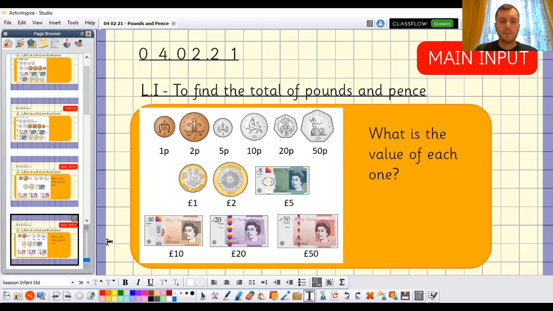Let's look at them together. So we have 1p, 2p, 5p, 10p, 20p, 50p, £1, £2, and then on to our notes. £5 note, £10 note, £20 note, and £50 note.